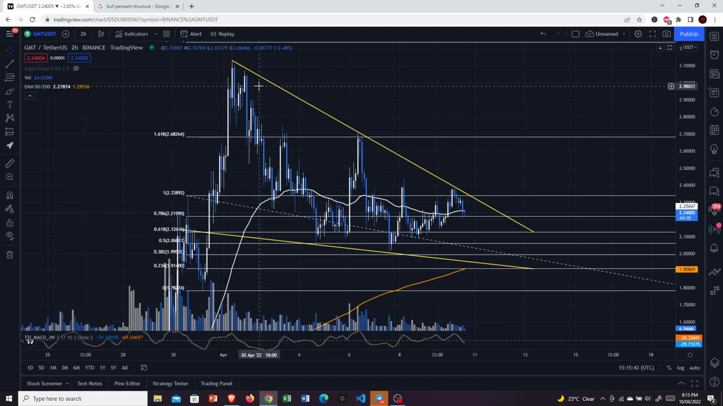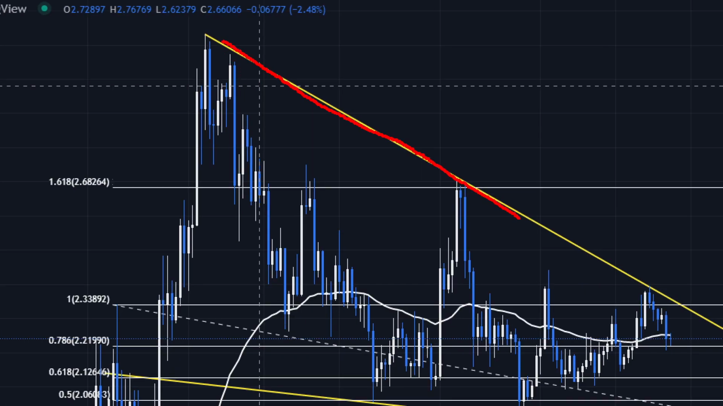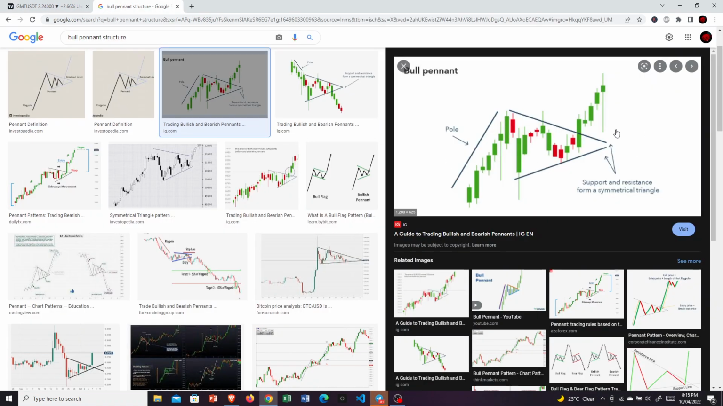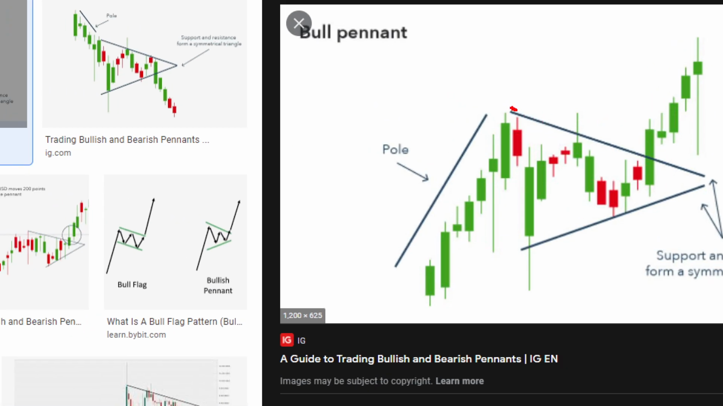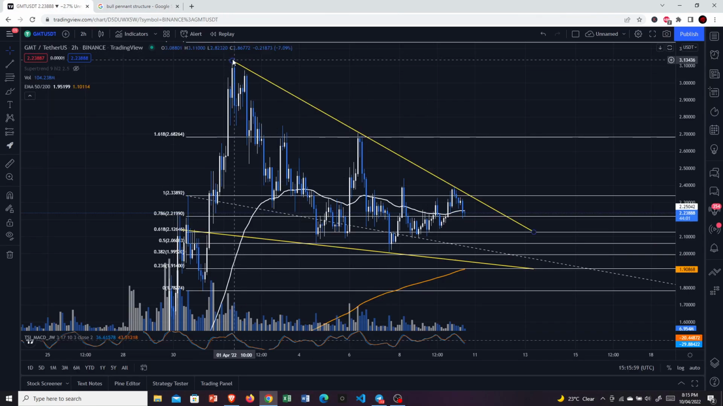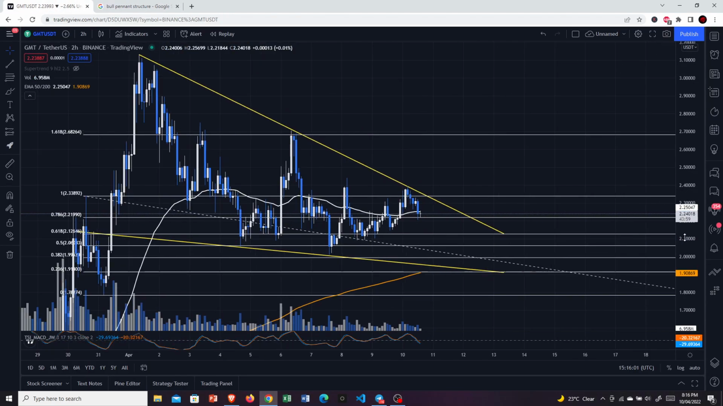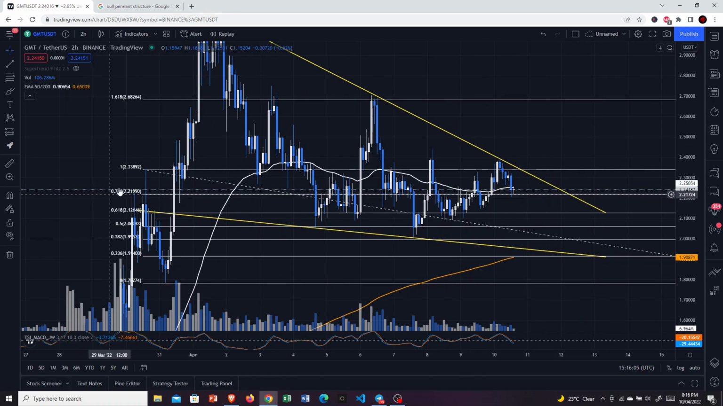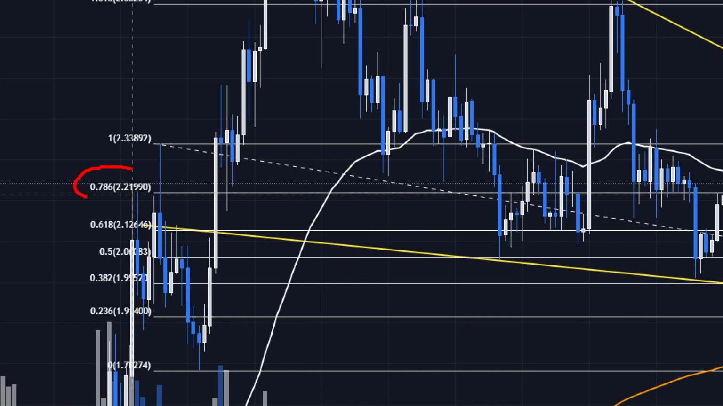So GMT right now is sitting in a bullish pennant over here. This structure over here is a bullish pennant, and you guys can see over here, this is how a bullish pennant looks, and GMT is sitting in a similar structure right now, and the immediate support to the downside is at the 0.786 Fibonacci level at 2.21. This is an immediate support to the downside.